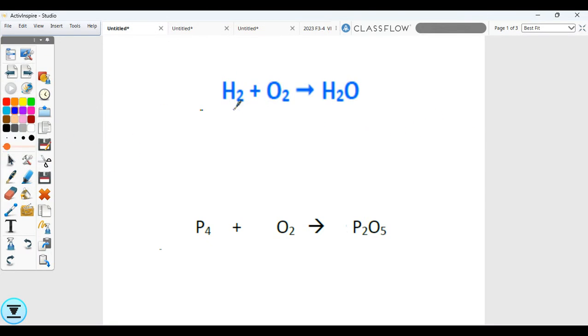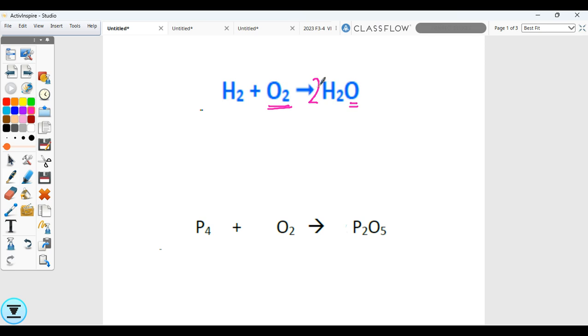But if you count, you've got two hydrogens on this side, you've got two hydrogens on this side. So your hydrogens are okay for now. Then you go and see, okay, for my oxygens, I've got two on this side, but I've only got one on this side. Now I want to make it two. So I'm going to always put a big 2 in the front. You're not allowed to add any small numbers. So I'm putting a big 2 in the front. But as soon as I put the big 2 in the front, I've now messed with my hydrogens as well. My hydrogens are not 2 anymore.